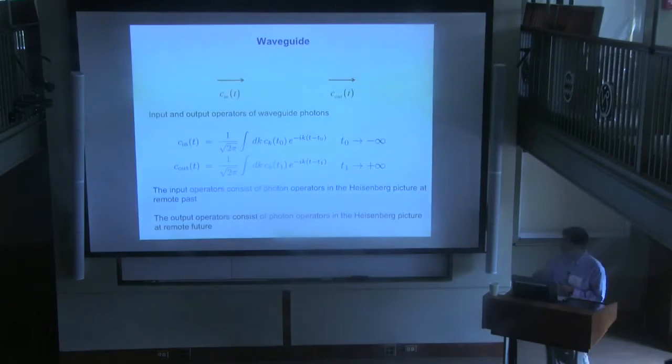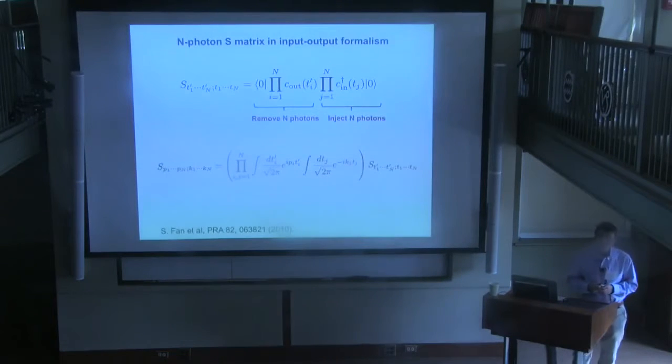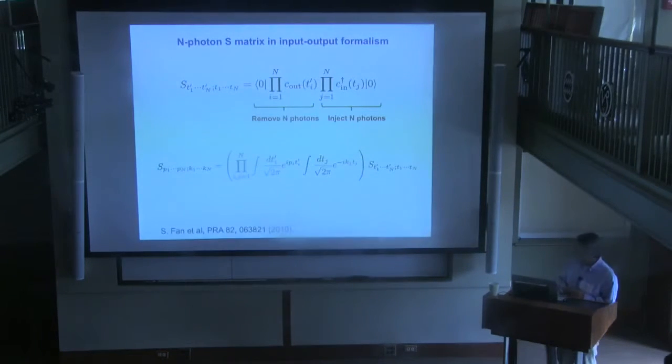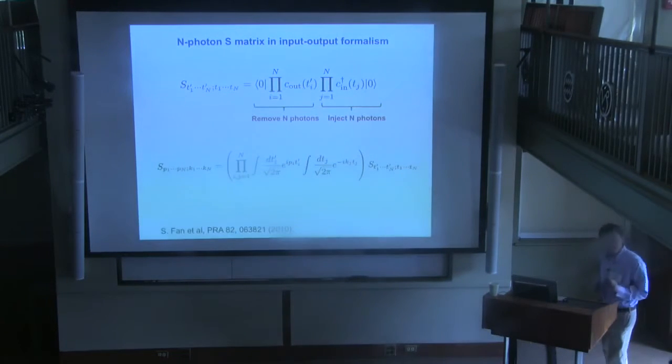Knowing this, you can make a connection to the standard scattering theory formalism to convince yourself that the standard scattering theory S matrix, which talks about m photons at m momenta in and m photons at m momenta out, can actually be written in terms of a Fourier transform of a time domain scattering matrix. And the time domain scattering matrix has a very intuitive form where you essentially inject m photons and then you remove m photons.